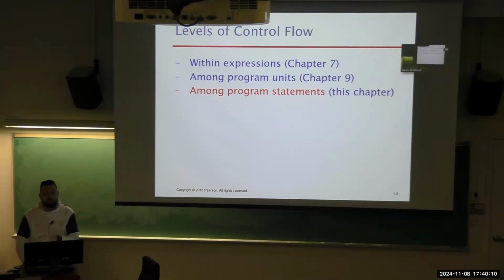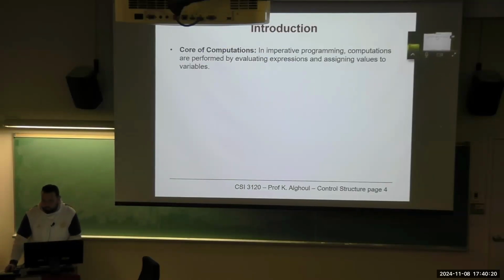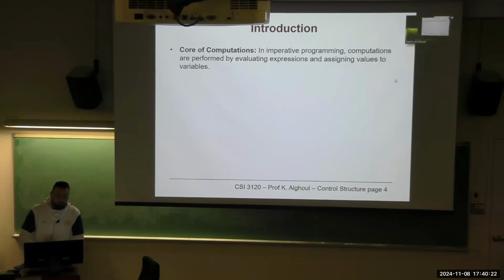So what do you mean by this? We're going to check the if conditions, the loops, stuff like that. So how is the control flow going? As an introduction, we know that, as we mentioned before, in imperative programming, computations are performed by evaluating expressions and assigning values to variables. We already talked about this last chapter.